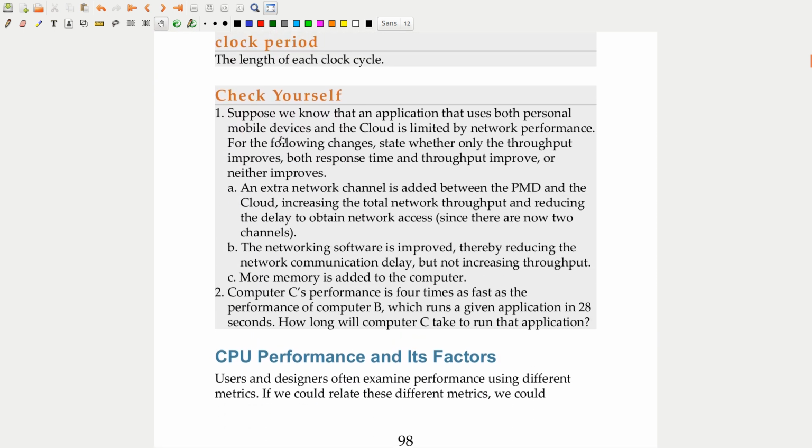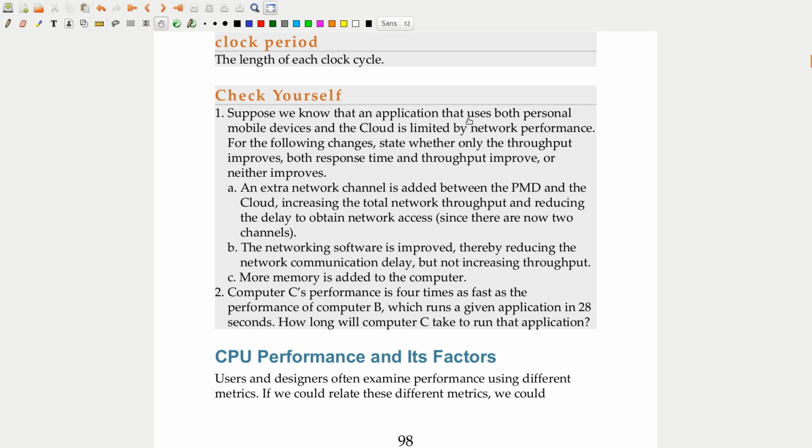So let's see if we can look at these check yourself questions real quick and see if we understand what they're talking about. Suppose that we know an application that uses both personal mobile devices and the cloud is limited by network performance. For the following changes, state whether only the throughput improves, both response time and throughput, or neither improve.